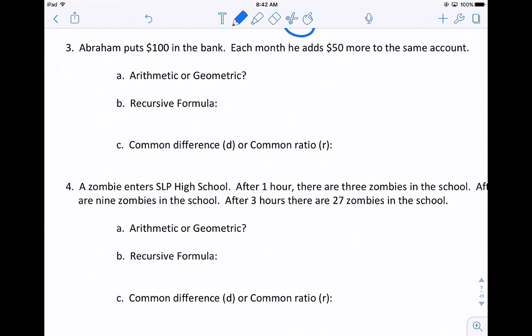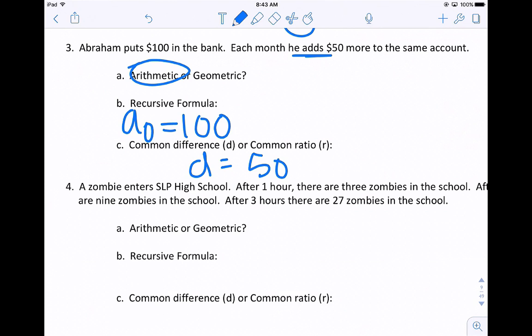So Abraham puts $100 in the bank. Each month he adds 50 more to the same amount. So arithmetic or geometric, here's our clue. He's adding 50 more, so this is arithmetic. The common difference would be 50. All right, for the recursive formula, I would say his starting value is $100 when he goes to the bank. So a sub 0, the starting time is 0. And then a sub 1 would be, what is his amount after 1 month?